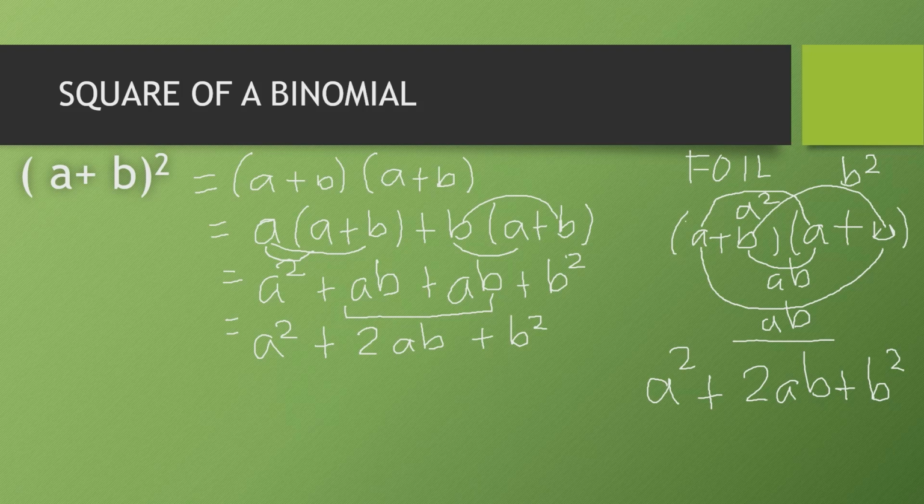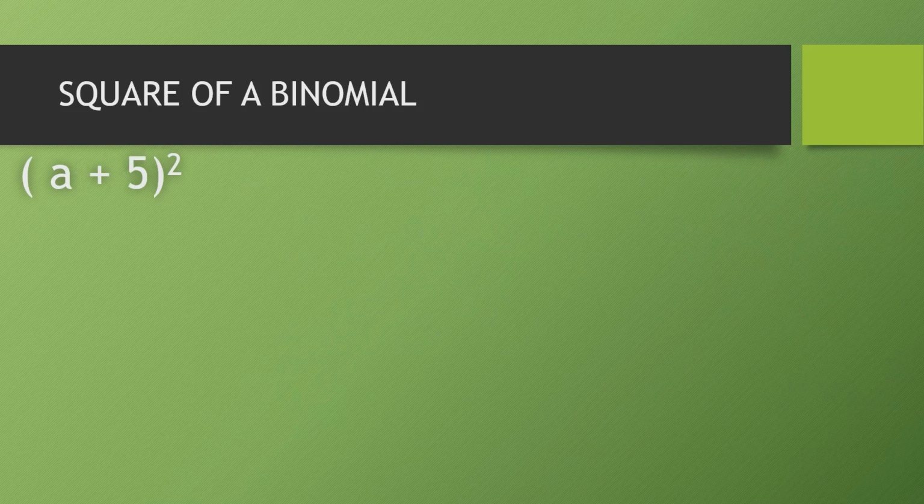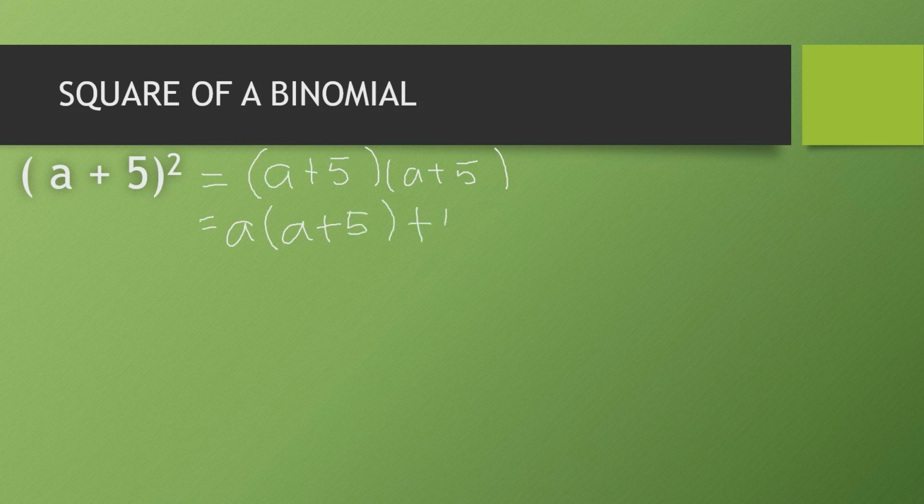Now, let's proceed to another example. Again, we have the square of a plus 5. Rewrite lang natin twice: a plus 5 multiplied by a plus 5. Then, let us distribute a, or multiply natin sa a plus 5, plus 5 multiplied by a plus 5. Then let us multiply.